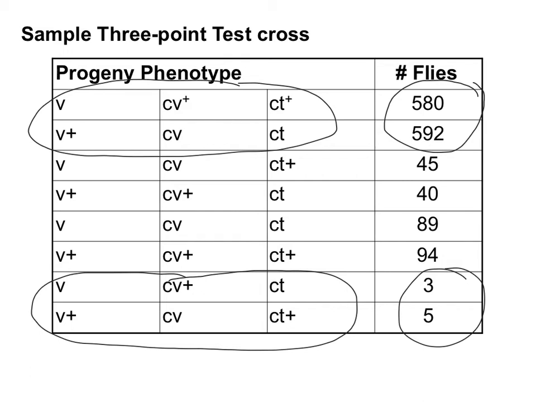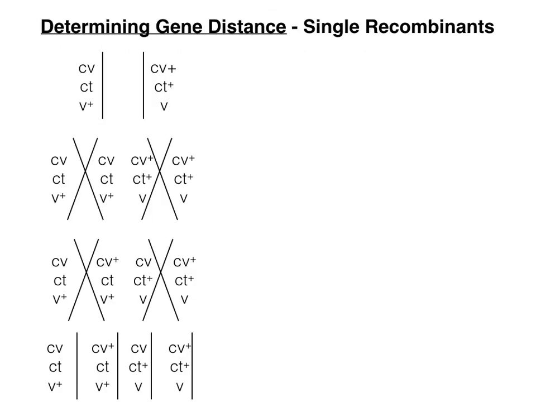Okay? Go back to the previous slide and try to prove to yourself that that makes sense. Go through the other two combinations and show that a double crossover, only when the gene order is in that particular configuration, remember, CV, CT, and CV, would allow for those offspring to appear as a result of a double crossover between those three loci. Okay, so we're making progress.